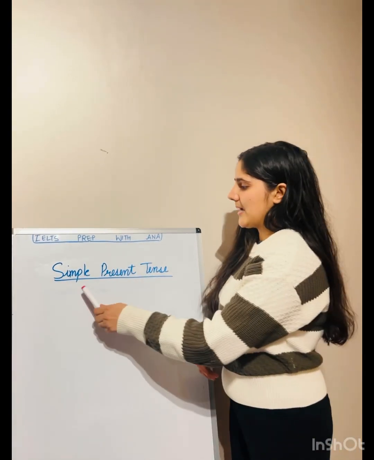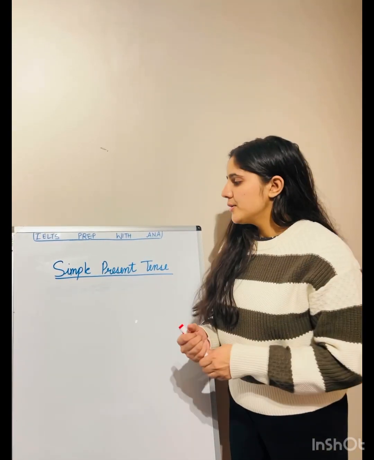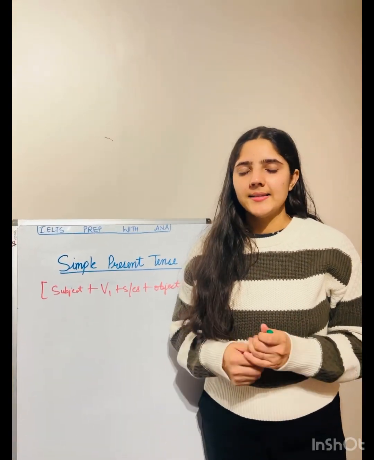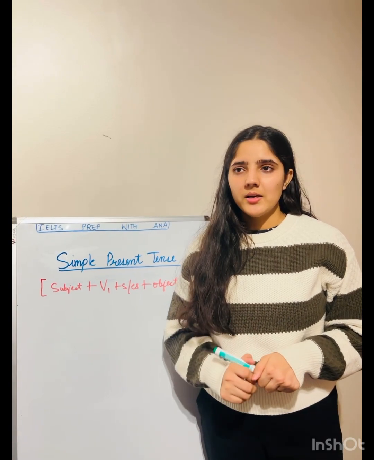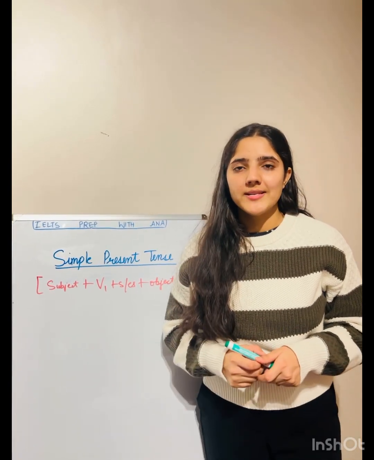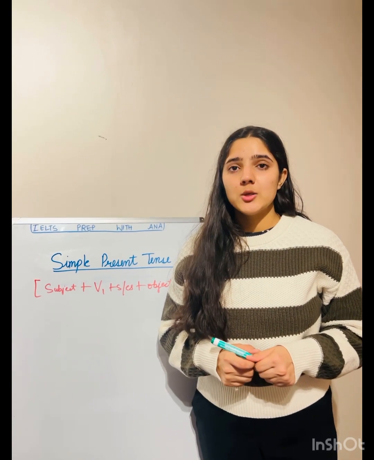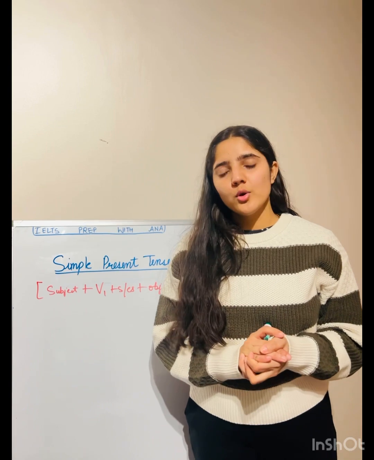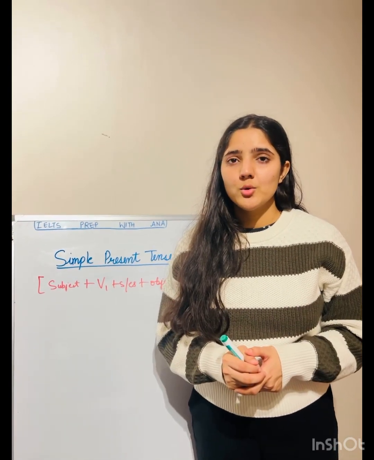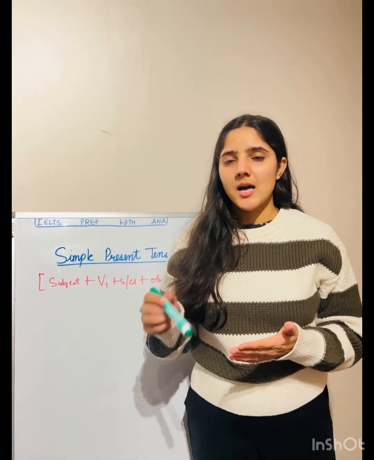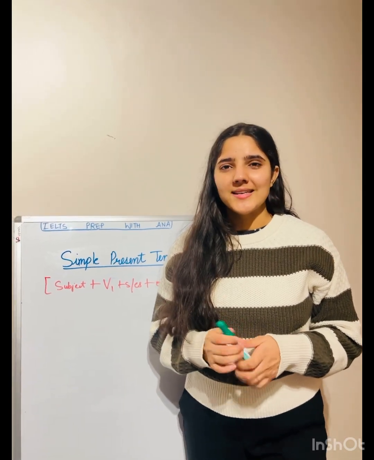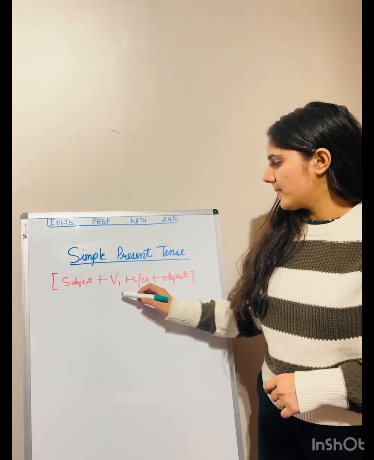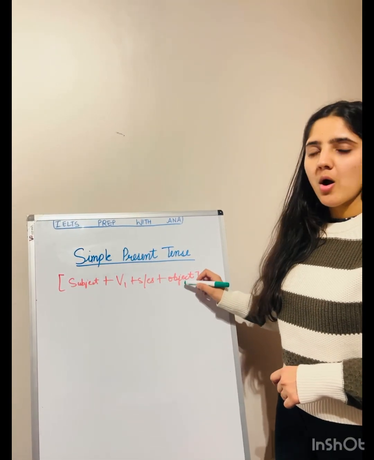Let's do the first type, that is simple present tense. So what is the formula of simple present tense? Where do we use simple present tense? So we use it when there is a universal truth, or there is a fact, or whenever we are talking about a daily routine task. For example, I go to school every day. If someone is going to school every day, so that's their daily routine task. So we can use it in those sentences. So its formula is subject plus verb first form, s or es plus object.